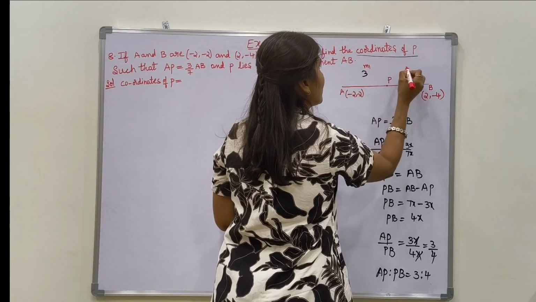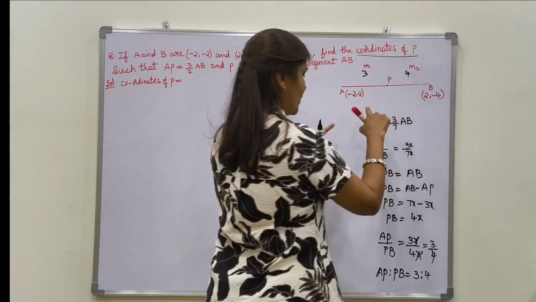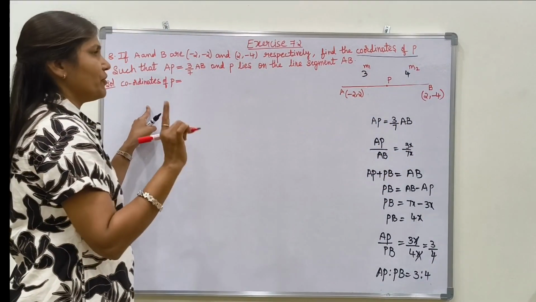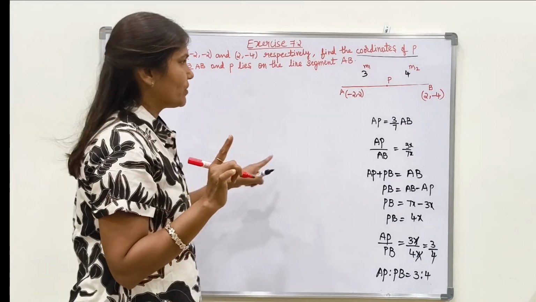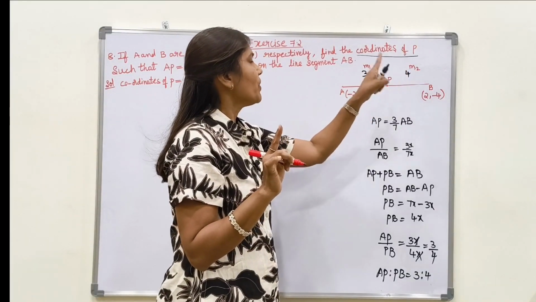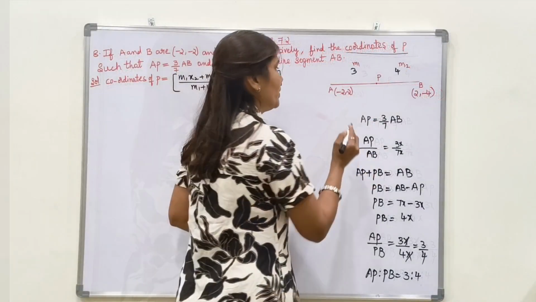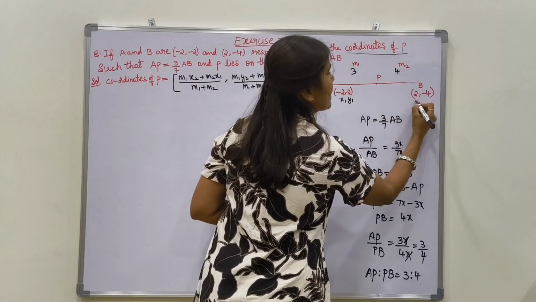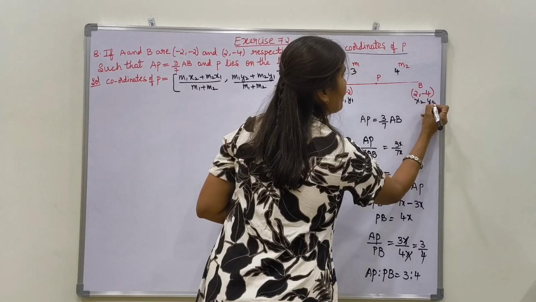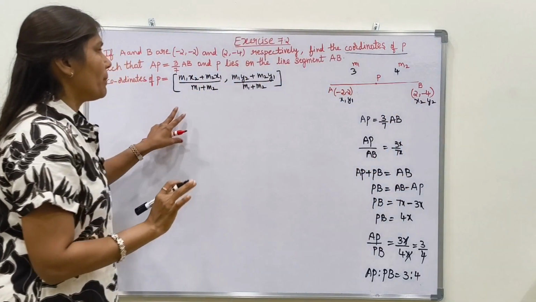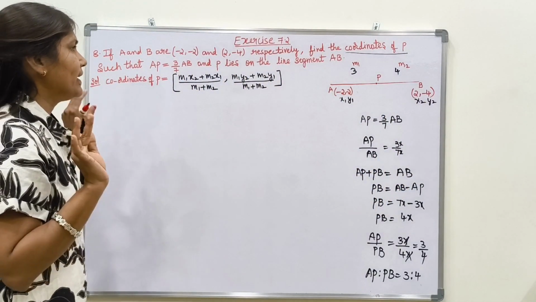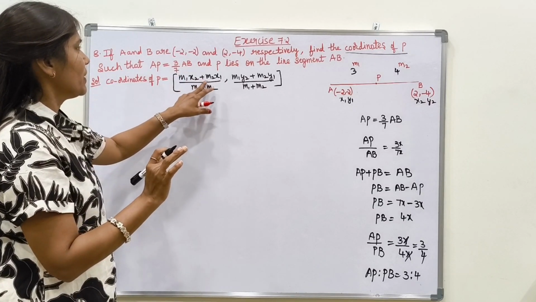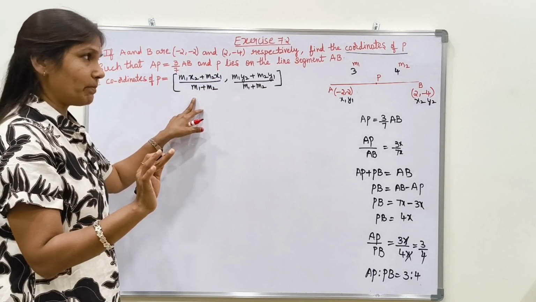This is m1, this is m2. First you find the ratio, afterwards you apply it in the formula. So this ratio m1 is to m2 is 3 is to 4. Now this is x1 y1, this is x2 y2. If you apply these values in the formula, you will get the answer. Now see, what is the formula? m1 x2 plus m2 x1 divided by m1 plus m2.